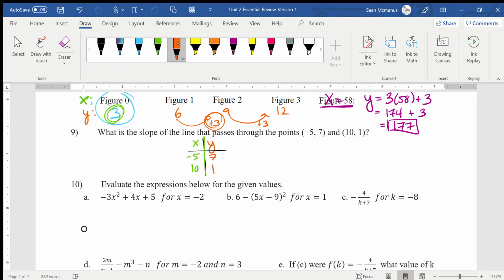So we're going to do exactly like we did before. We're going to find the change in y. From 7 to 1, it goes down 6. And we're going to find the change in x. From -5 to 10, it goes up, so positive 15. So my slope is negative 6 divided by 15. And I can actually reduce that. 3 goes into both those numbers, so negative 2 over 5.